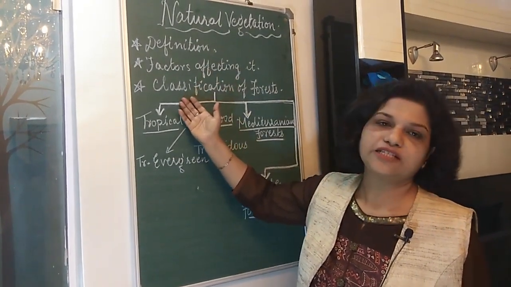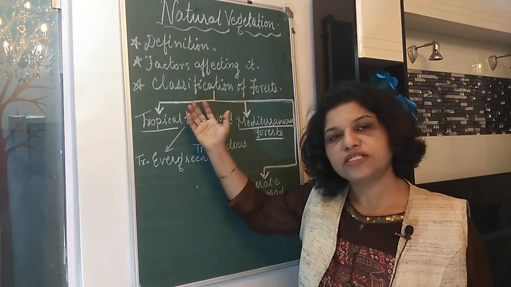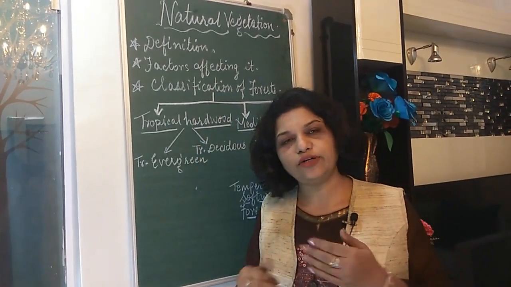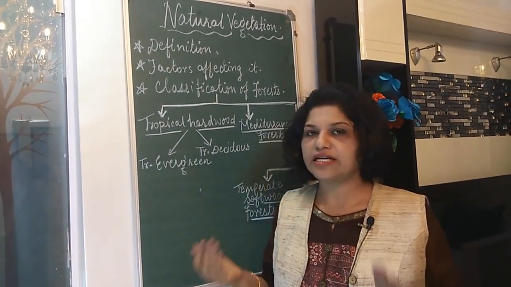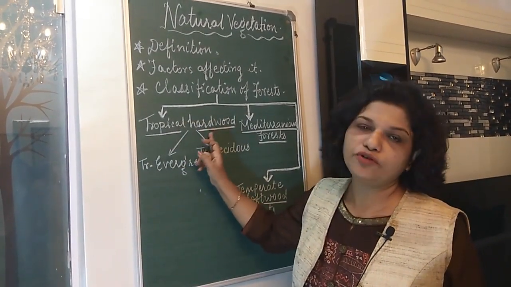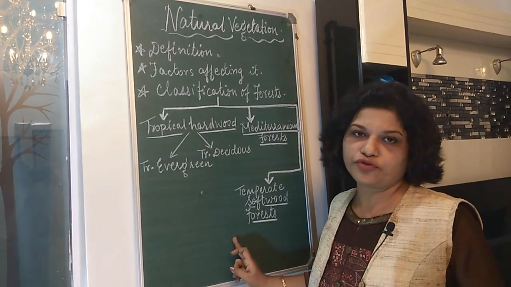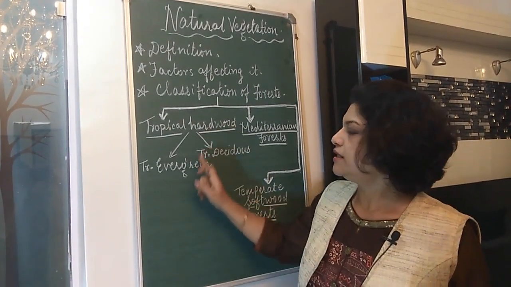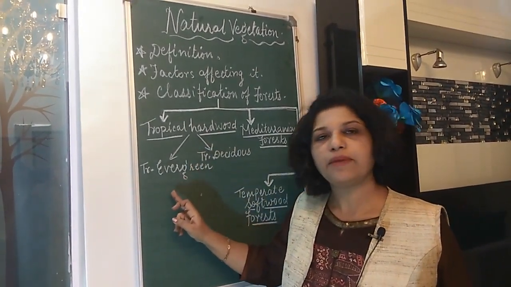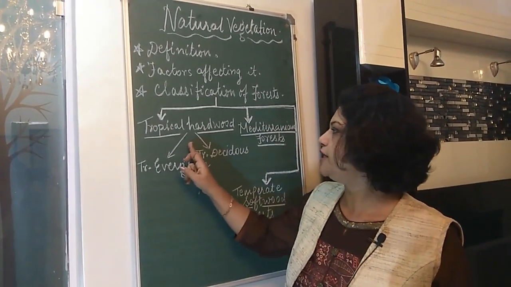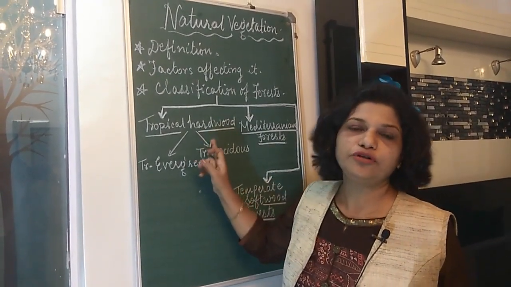Next we come to classification of forests. Forests are classified for our study into three different categories. We have classified them: tropical hardwood forest, Mediterranean forest and temperate softwood forest, which we will deal with in detail. Now, I will show you a map, and with the help of a map I am going to explain to you the tropical hardwood forests.